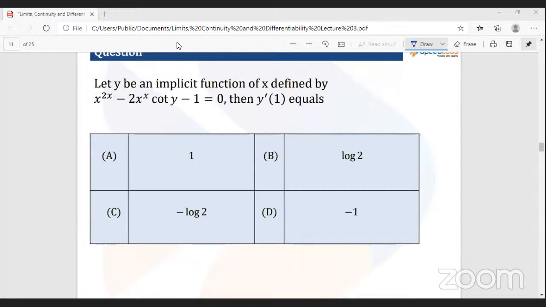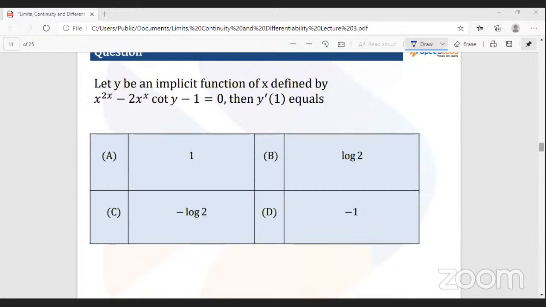Who got the answer? No, it is not C. But it's great that you attempted it. So now we should discuss the solution.